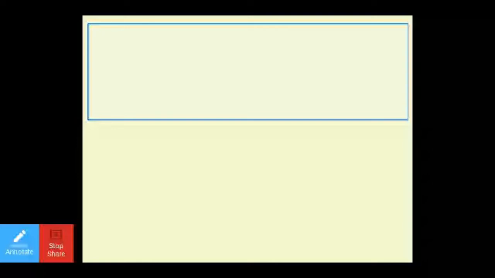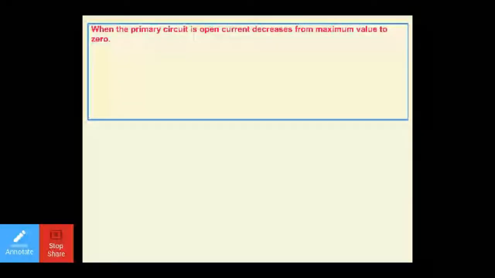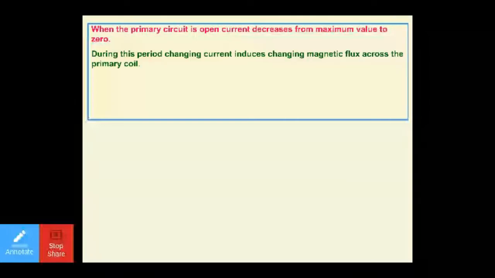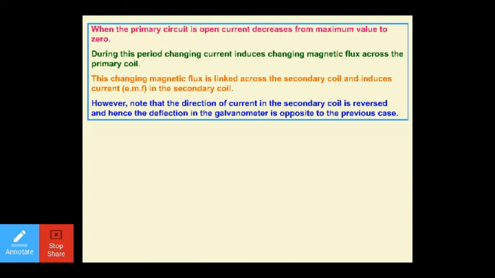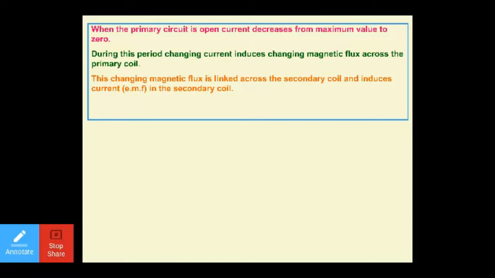Let us move on to the next, dear students. When the primary coil is open, current decreases from the maximum value to the 0 value. During this period, the changing current induces a changing magnetic flux across the primary coil. The changing magnetic flux is linked across the secondary coil and induces current in the secondary coil. However, note that the direction of the current in the secondary coil is reversed, and hence the deflection in the galvanometer is opposite to the previous case.